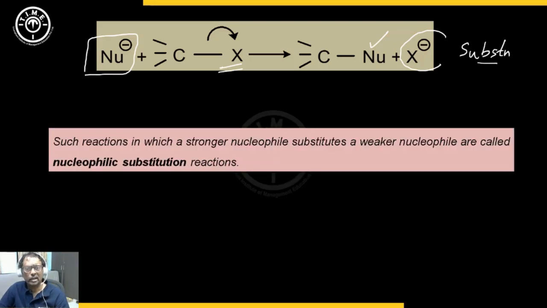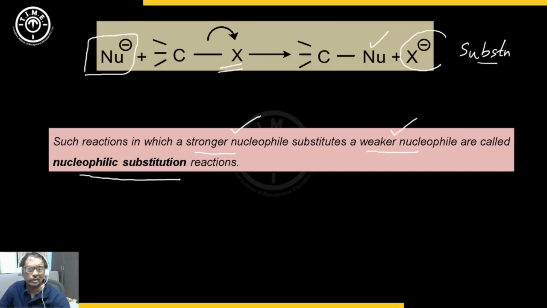Now, shall we say that a stronger nucleophile replaces a weaker nucleophile in a nucleophilic substitution reaction? I hope this is clear. So we have now checked what a nucleophilic substitution reaction is. An incoming nucleophile is going to replace an outgoing nucleophile. The incoming nucleophile is a stronger nucleophile and the outgoing nucleophile is a weaker nucleophile. That is what you are saying, that a stronger nucleophile is going to replace a weaker nucleophile. Clear?